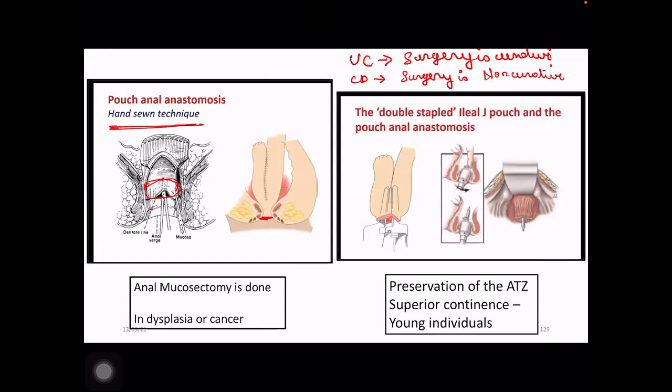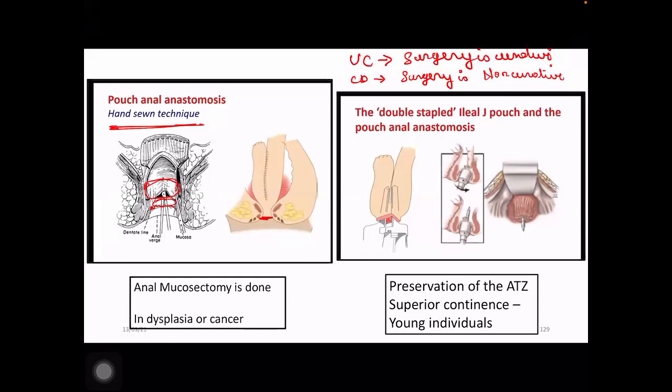This is the ideal technique which should be used if the patient with ulcerative colitis has dysplasia or cancer in the distal rectum. The disadvantage of this Hanson technique is that when you do a mucosectomy, you disrupt the transition zone. Close to the dentate line, we have the anal transition zone that is rich in nerve fibers, and the incontinence rate is much higher if you do anorectal mucosectomy. So as much as possible, if you preserve the transitional zone, the continence is better.